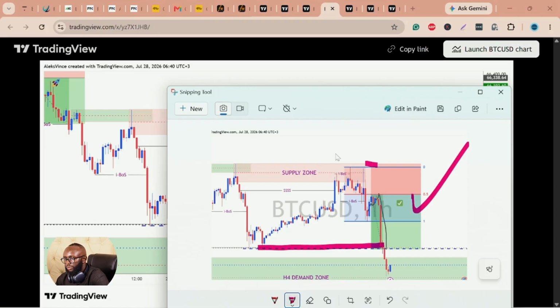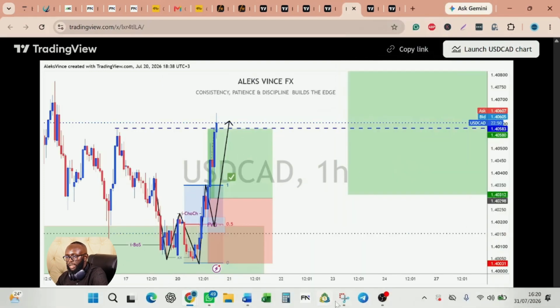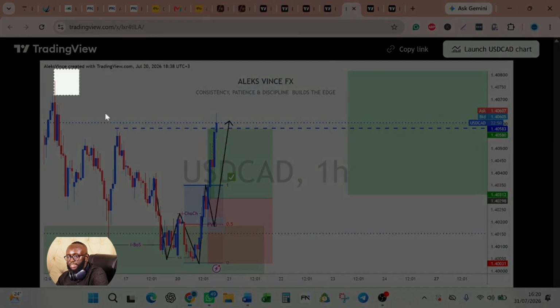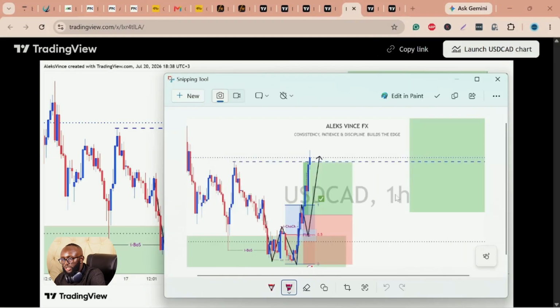So my stop loss is above here, and of course I want to take my profit down here. So this was another winning trade of 1:2 risk reward ratio. Of course, I can extend it a little bit down, but in most cases my setups will always be 1:2 risk reward ratio. Now let's analyze another setup, which is USD CAD.